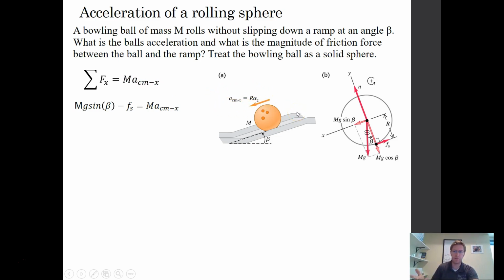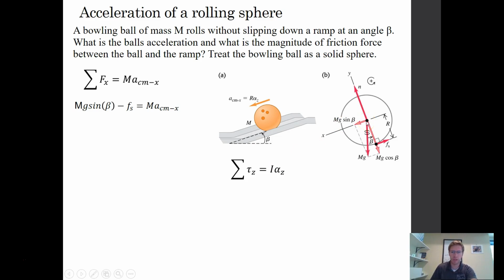Angular acceleration, forces at a distance, Newton's second law as it applies to rotational motion. So for this, if I'm calling the z-axis, the axis coming out of the picture shown here, the positive z-axis, then the sum of the torques about that axis will equal I alpha, Newton's second law. So what torques do I have?